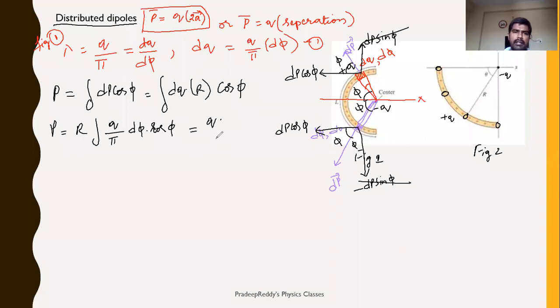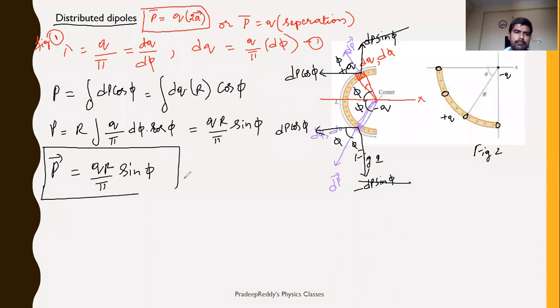Q r divided by pi, integration cos phi d phi will be sin phi. Okay, integration cos phi d phi will be sin phi, and this is the final dipole moment. It is q r divided by pi into sin phi. Right? So one thing I should do, I did not substitute limits over here.